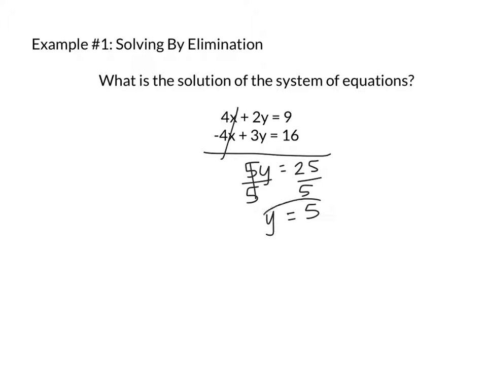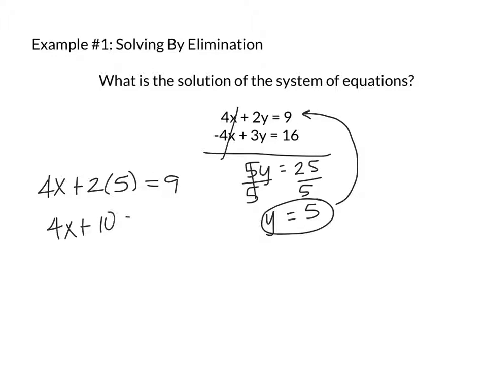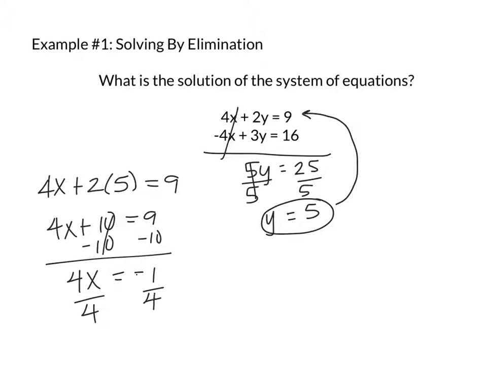We'll then take that 5 and substitute it into either the top or the bottom equation. And I'm going to put it into our upper equation because they are all positives. So if I rewrite that, I will have out to the side 4x plus 2 times y, which is 5, equals 9. That gives me 4x plus 10 equal to 9. If I subtract 10, that gives me 4x equal to negative 1. And then finally, if I divide by 4, I get x equals negative 1/4.